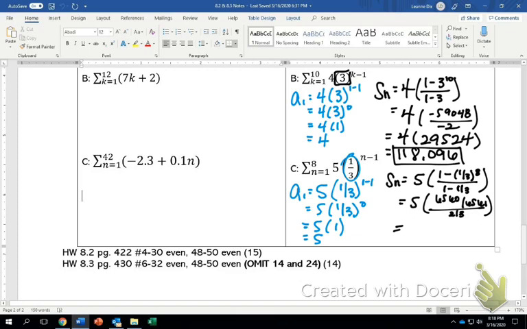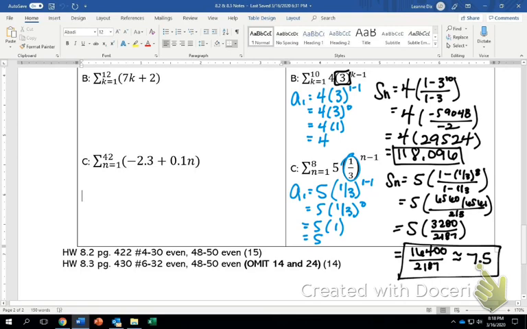If you do that correctly, you should get, not a final answer, but inside the parentheses, 3,280 over 2,187. Multiply that by 5, keep it a fraction, and you should get 16,400 over 2,187, which is approximately, if I remember correctly, 2.5. This is your final answer, and that is it for this.